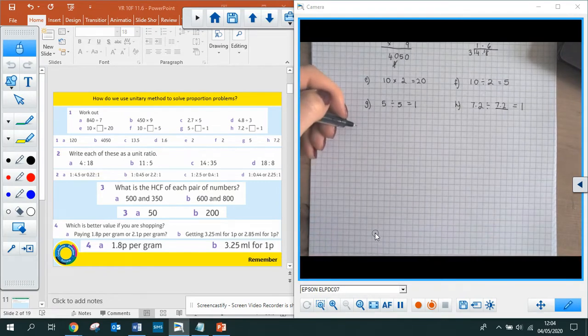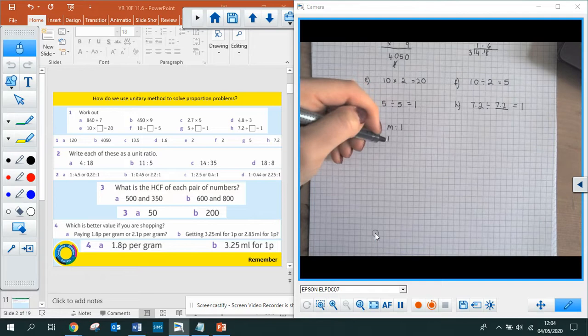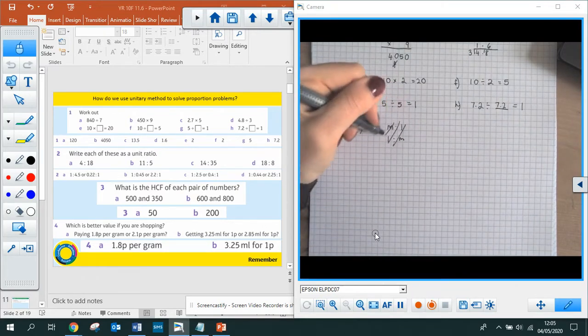Question 2. It says write each of these as a unit ratio. Okay, remember that means one part of the ratio will be 1. Remember what I said, if they don't specify in which order, so if they don't say m to 1 or 1 to m or any letter that they decide to use, then pick the smallest number in the ratio to make to 1, okay? So that'll make sense more as I do it.